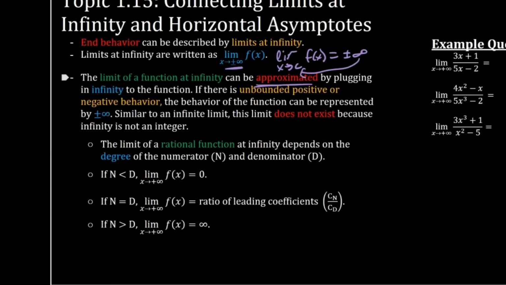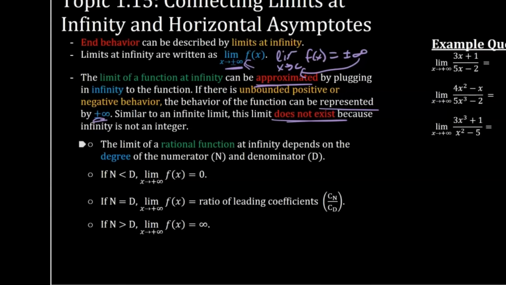So if we had a polynomial and plugged in infinity for x, we would clearly see that the polynomial is going to grow towards either positive or negative infinity, depending on the degree and the leading coefficient. The behavior of this function is represented by positive or negative infinity if there's unbounded behavior. But again, this limit doesn't exist because infinity is not a number. So whenever you evaluate something like this and it is not equal to a number, the limit technically does not exist.